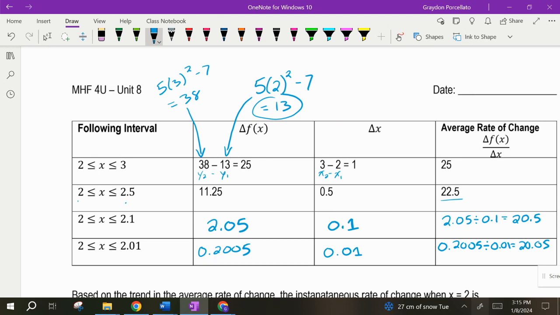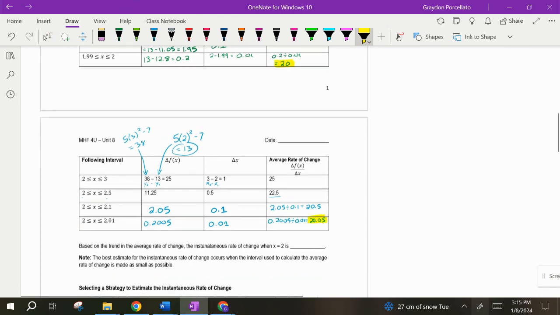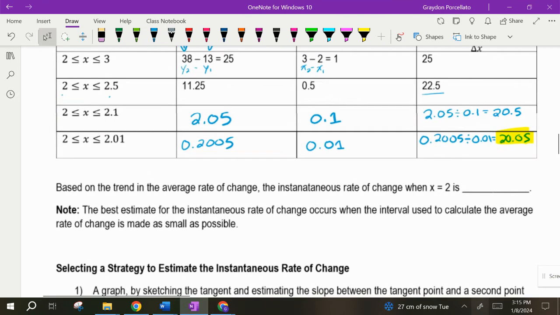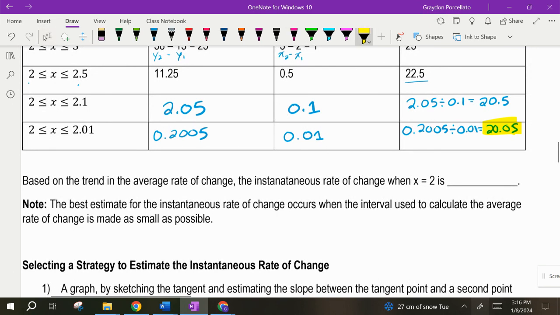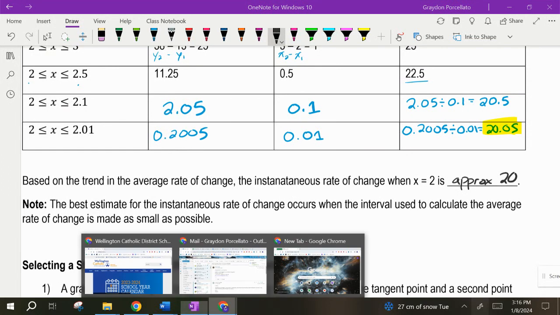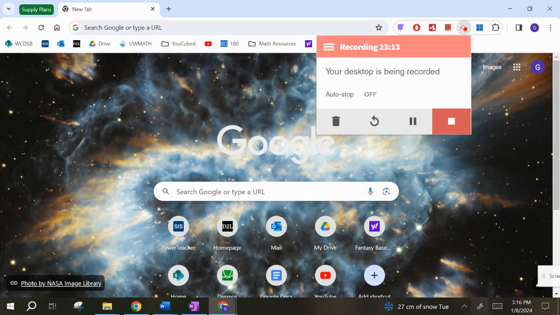So noticing here that as I get closer, my rate of change is getting closer and closer to 20. Based on the trend in the average rate of change, the instantaneous rate of change when x is equal to 2 is going to be approximately 20. It's an estimate, but we notice that from both sides, we're getting closer and closer to 20. I'm just going to pause this video for just a moment, and then I'll continue.